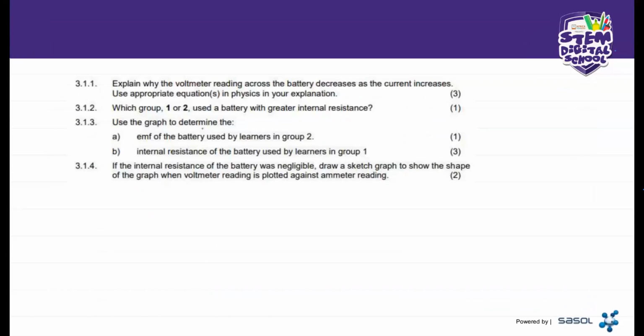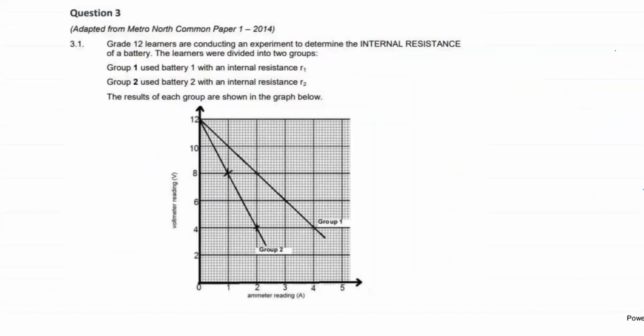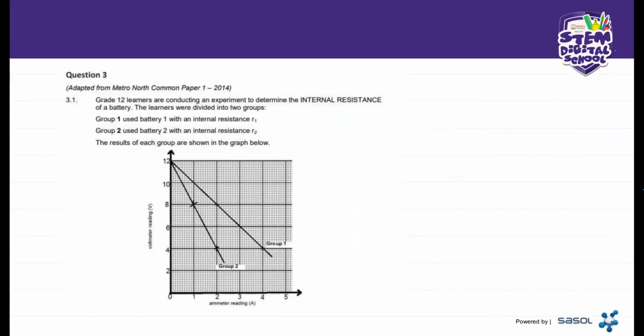So which group, 1 or 2, uses a battery with a greater internal resistance? So, okay, so it's likely this group 2, right? There's a greater internal resistance.